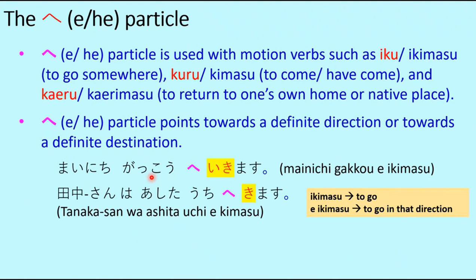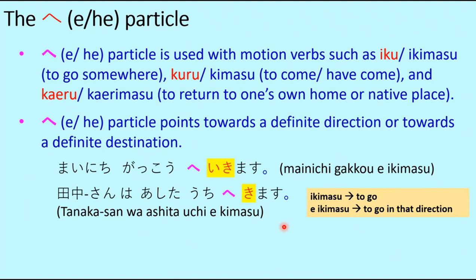Tanaka-san wa ashita uchi e kimasu. So note the difference here. This is kimasu. As I said, kimasu means to come. So this means you are at a certain position. Suppose you are at your home or in a certain particular place, and someone is coming to your place. Someone is coming to your place.